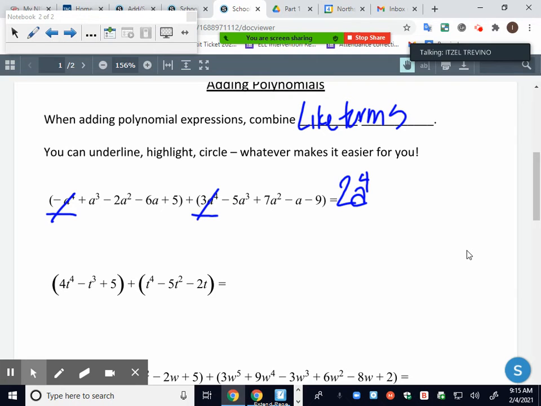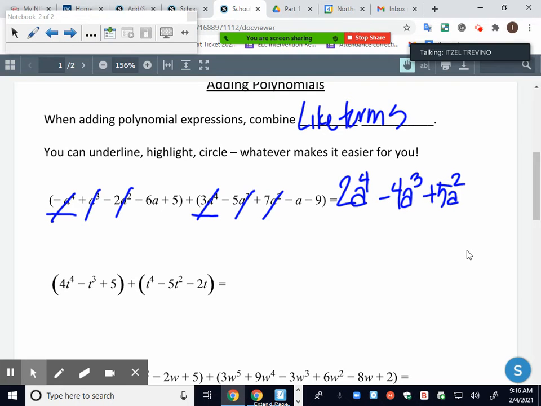And then I have positive a cubed minus 5a cubed. 1 minus 5 is negative 4. So I'm going to put negative 4 a cubed. And I'm going to scratch it out because we already did it. Now moving on to my squares. Negative 2 plus 7. That's positive 5 a squared.